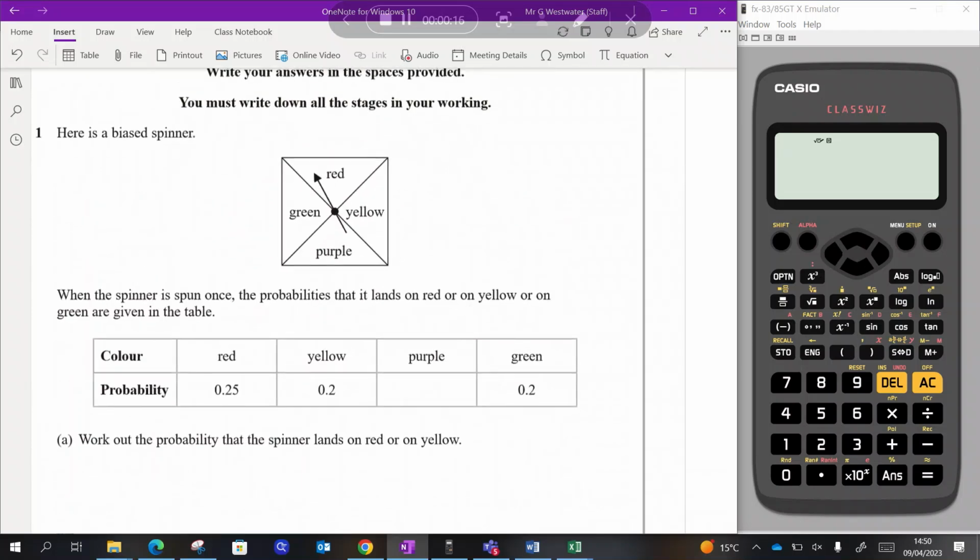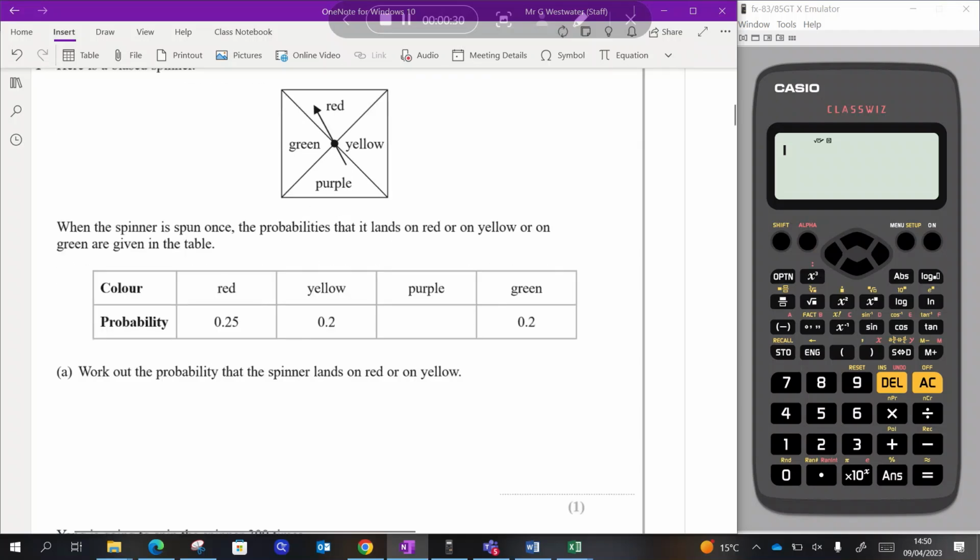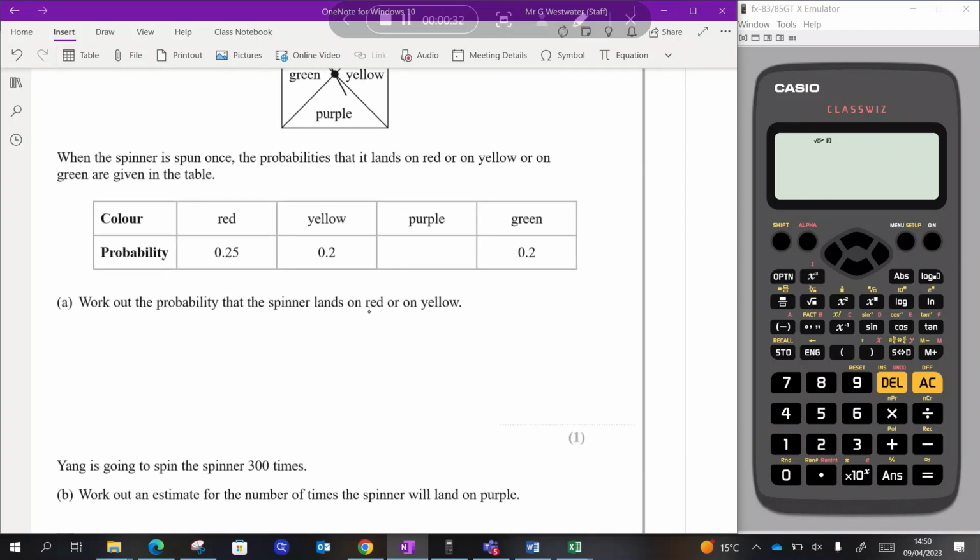Question 1. Here is a biased spinner. It can land on either red, green, yellow or purple. When the spinner is spun once, the probabilities that it will land on red or on yellow or on green are given in the table. Work out the probability that the spinner lands on red or yellow.